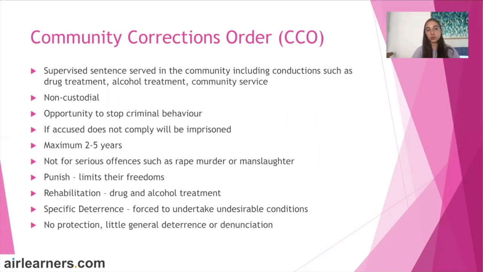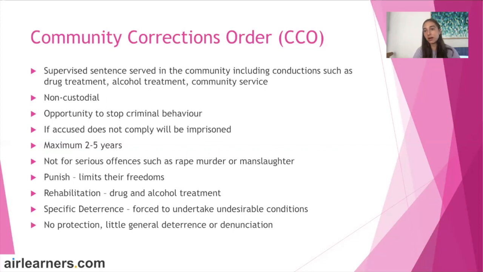Next is community corrections order. A community corrections order is a supervised sentence which is served in the community where conditions such as drug and alcohol treatment or community service are attached. So it's non-custodial because the accused is allowed to remain in the community and go about their normal life to some extent. The main purpose is rehabilitation, to encourage the accused to stop their criminal behaviour. However, if the accused does not comply with their CCO or breaks a condition, they will be imprisoned. A CCO is usually imposed for 2 to 5 years, and it's not for serious offences such as rape, murder, or manslaughter. The purpose is to punish the accused by limiting their freedoms.